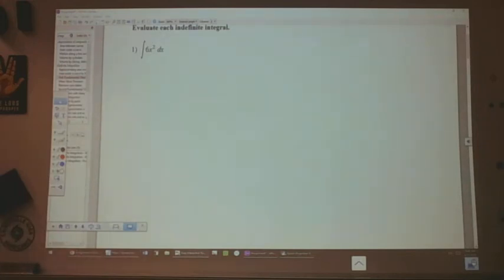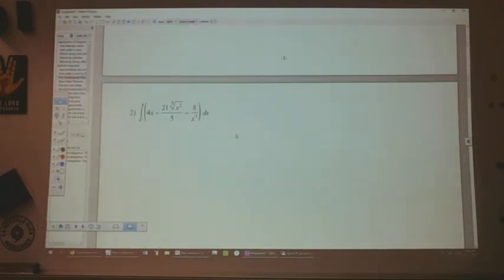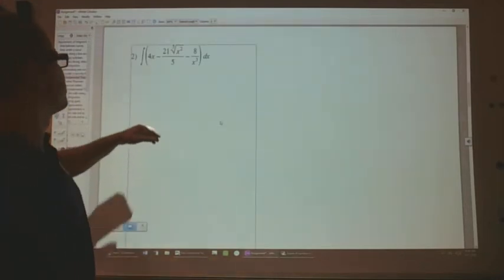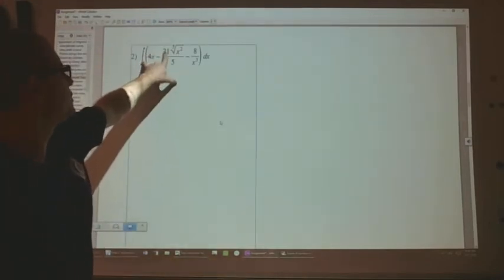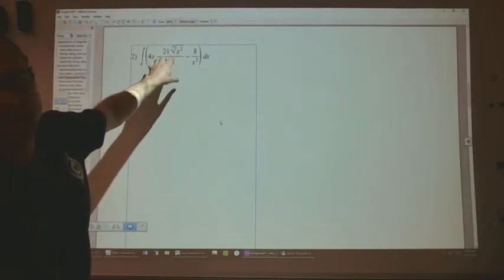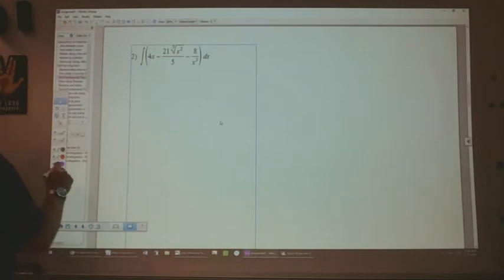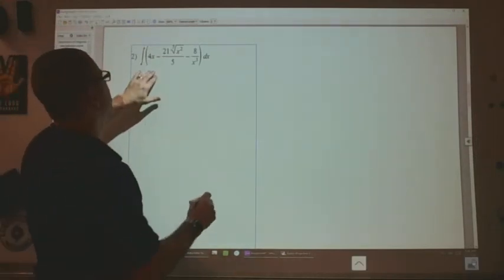let me go over here. This one, where is it? There we go. So here we have the integral of 4x minus 21 fifth root of x squared over 5 minus 8 over x cubed. Again, I can see it's a little small, so I'm going to rewrite it.